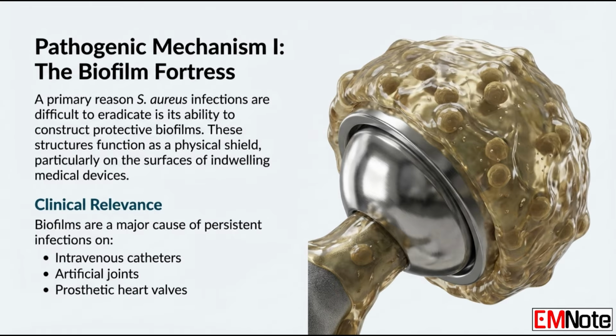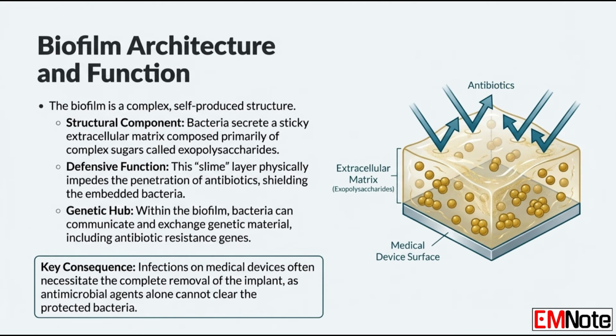Now let's get into the weapons it uses. Staph is infamous for infecting medical implants. Oh, yes. Artificial joints, catheters, prosthetic heart valves. What's the specific defense that makes these infections so incredibly hard to treat? In one word, biofilms. Staphylococcus aureus is an absolute master at building a protective fortress on these non-biological surfaces. Describe this fortress. What is this biofilm made of, and why can't our antibiotics get through it?